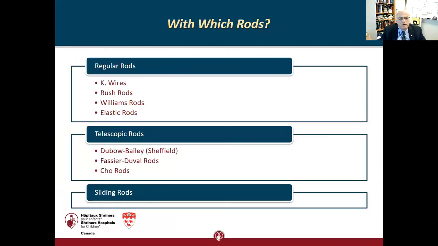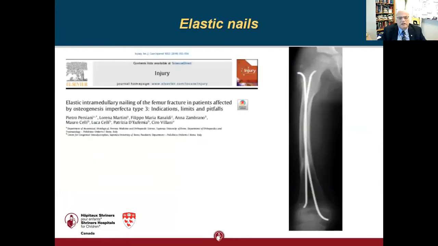Which rods do you use? You have many rods. They can be regular rods such as K-wire, Rush rods, Williams rod, elastic rod, telescoping rods such as the Bailey-Dubow or Sheffield, Fassier-Duval rod, and the sliding rod. This is an example of two sliding rods that we use.